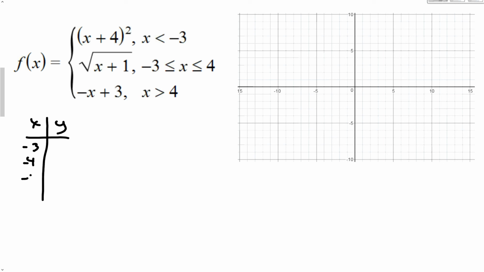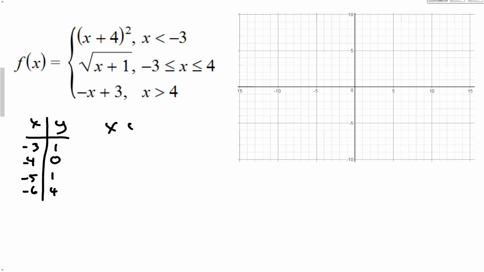So negative 4, negative 5, negative 6, and if I plug that in, I would get negative 3 plus 4, that's going to be 1, 0, 1, and then 4.